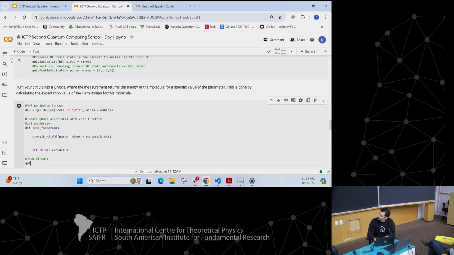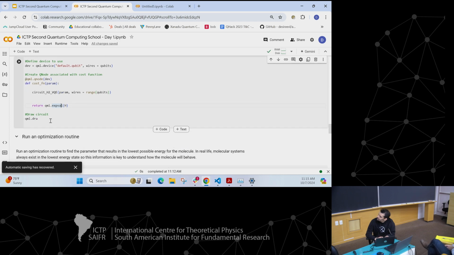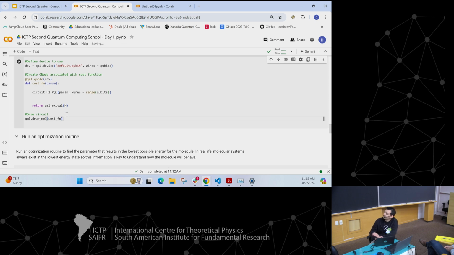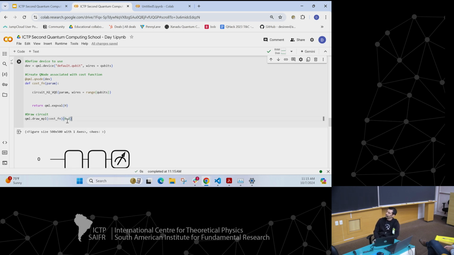When you have small enough circuits, it's usually a good idea to draw it out, just to make sure that what you've created is the circuit that you want. When you try to draw your circuit, you always need to feed it whatever input parameters are needed. In this case, you need one parameter. We're just going to put any random parameter just to get a drawing of the circuit.